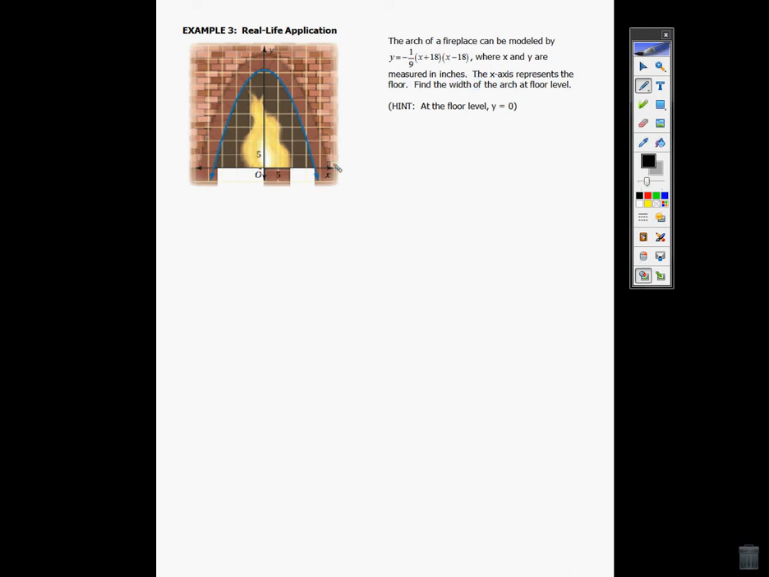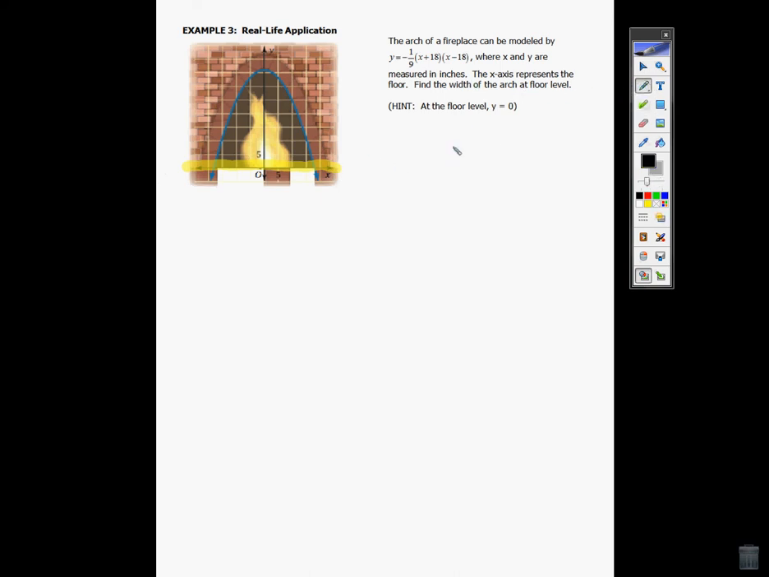Okay, so the x-axis. Where is the x-axis? Let's see, I'm going to highlight that. The x-axis, just to be absolutely clear that everyone can see it, is right here. And what I'm being told is that that represents the floor. So the floor is not all the way down here where the arrow points, but it's right at the x-axis. So find the width of the arc at floor level.